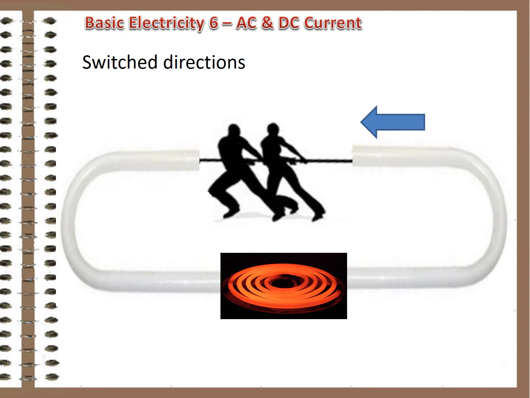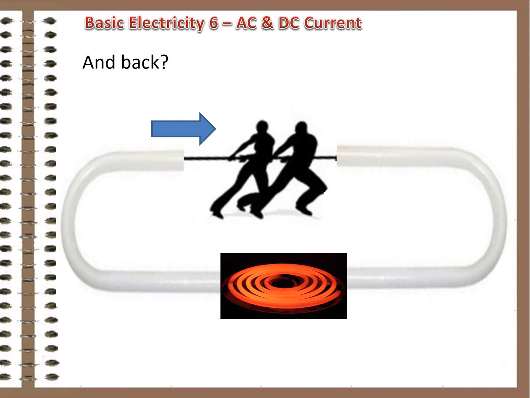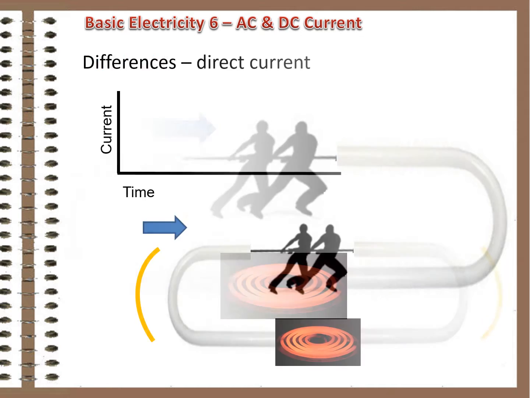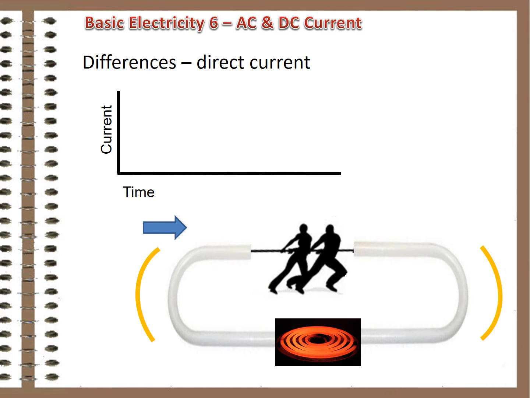But what if they switched directions and started pulling the other way? And then switched back? Is the burner still hot? Sure it is. There's still energy being transferred. A couple of not-so-subtle differences, though. If the pull is in one direction only, direct current, the flow is constant. A graph of current flow is a straight line. The magnitude of current is the same at any instant in time, and the magnetic field around the conductor is constant, unchanging, as long as the charges move.